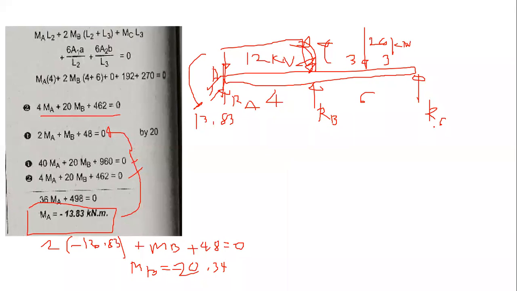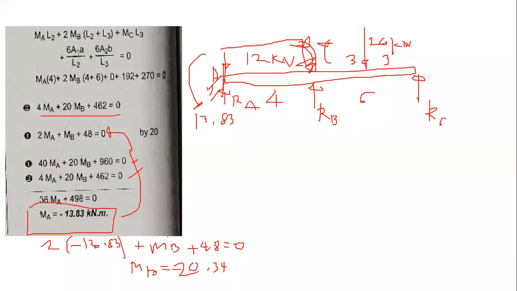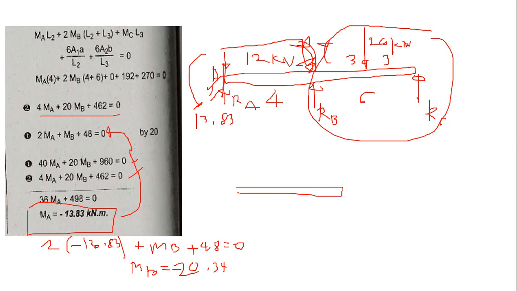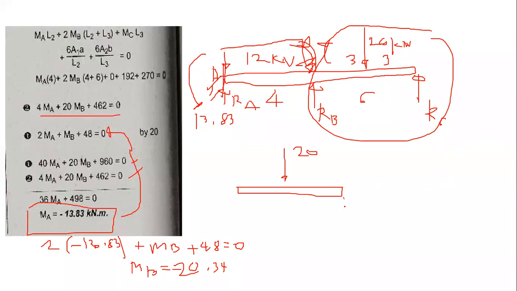Ganon din. So how can you compute the reaction here? Isolate nyo lang ito. What's the question? Compute for reaction C. Isolate lang natin ito. So, lagyan natin dito. Okay. Meron ditong 26. 26 ba? 20. Okay. Meron ditong RC. Meron ditong moment na negative. So, ang moment dito is pag ganun, I think 20.34. Okay. This is 3. This is 3.